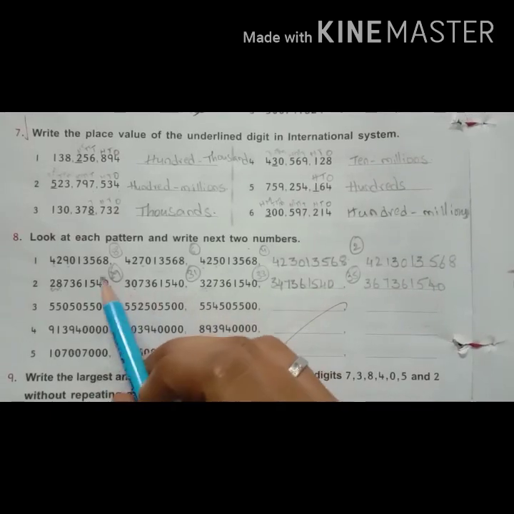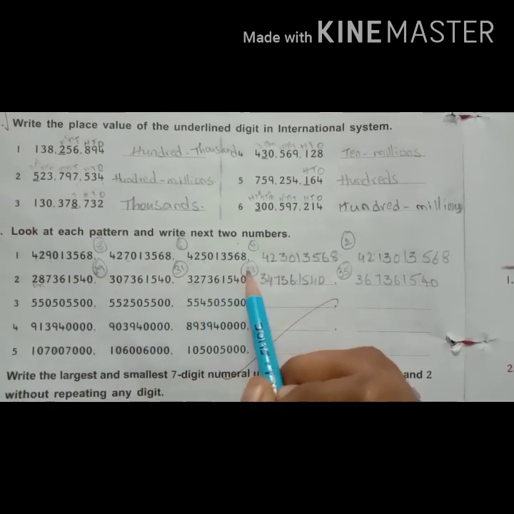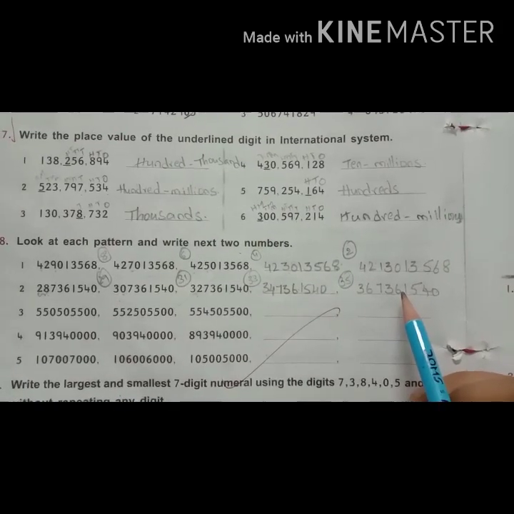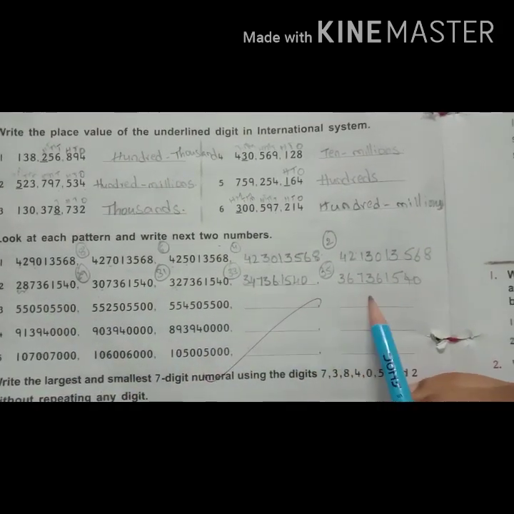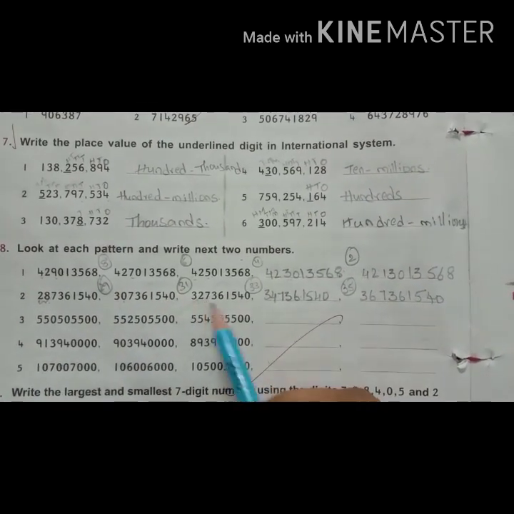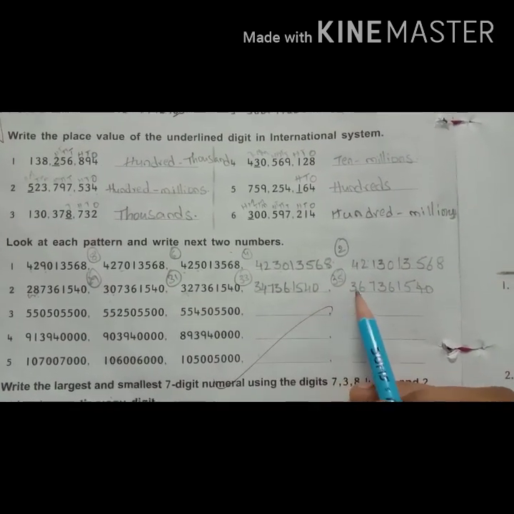Okay, children. Here we have to miss one number and write the continuation number. Pattern means, what is a pattern? Pattern means a continuation number. So here we have to miss one number and write. Again, missing and writing.